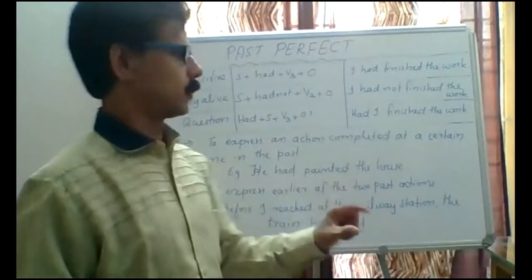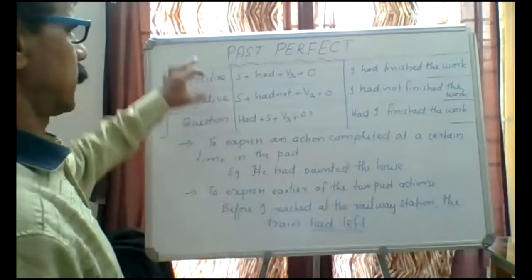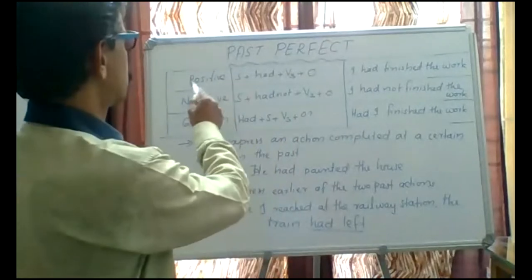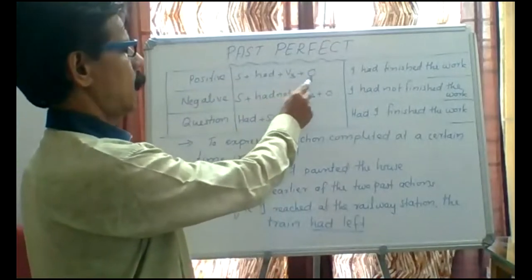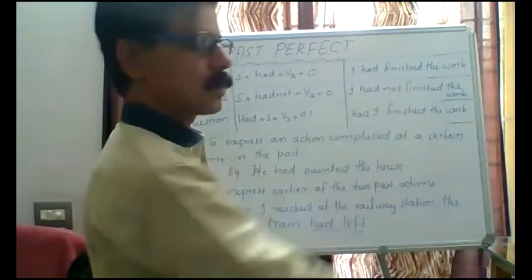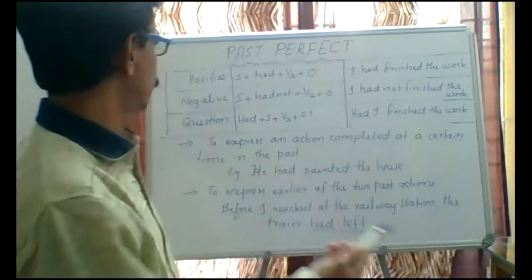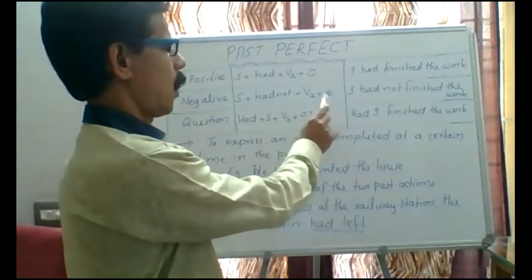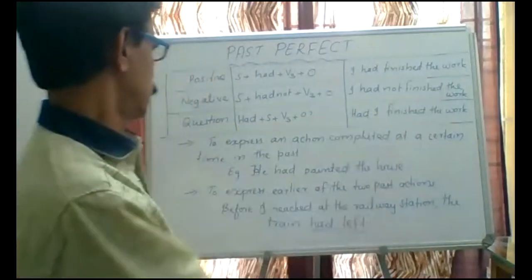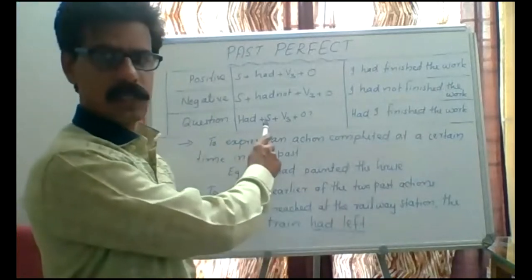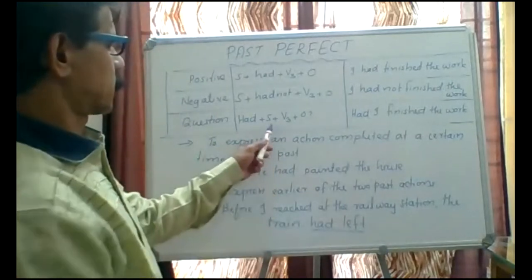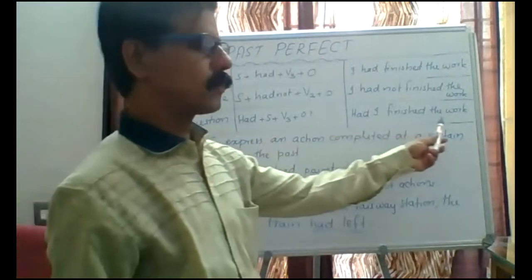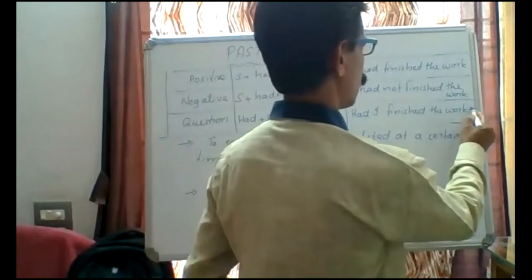And now let us see whatever I have explained here. First, the positive sentence: subject had V3 object. I had finished the work, already finished. Negative: subject had not V3 object. I had not finished the work. Question: had plus subject plus V3 object. Had I finished the work?